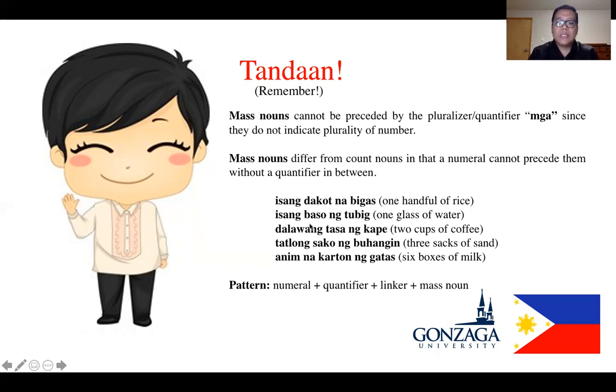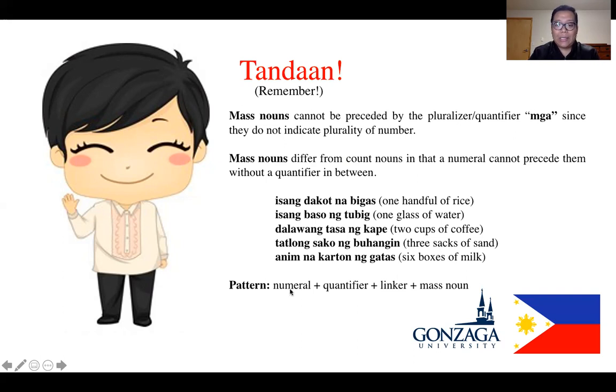That's wrong. Same is true with isang baso ng tubig. You cannot say isang tubig or one water because water is uncountable. So we have to put a quantifier here, baso or glass. So in English, it's one glass of water. Dalawang tasa ng kape, 2 cups of coffee. Okay? 3 sako ng buhangin, 3 sacks of sand, 6 na karton ng gatas, 6 boxes of milk. Okay? I hope you're getting this one.